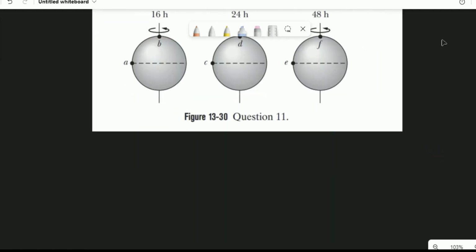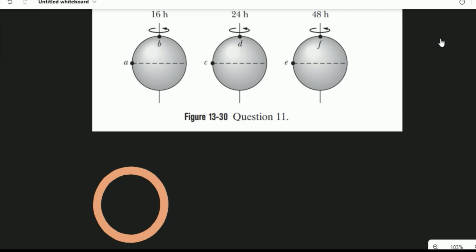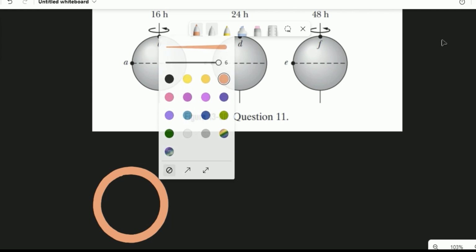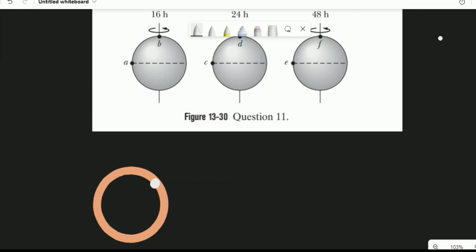Okay, so let me draw a simple diagram, and I'll do this very quickly so that we can solve straight away. So this is your planet. If you have a body which is lying at any point, for example, let me draw that point. Let the point be at this. This is the location of the mass.